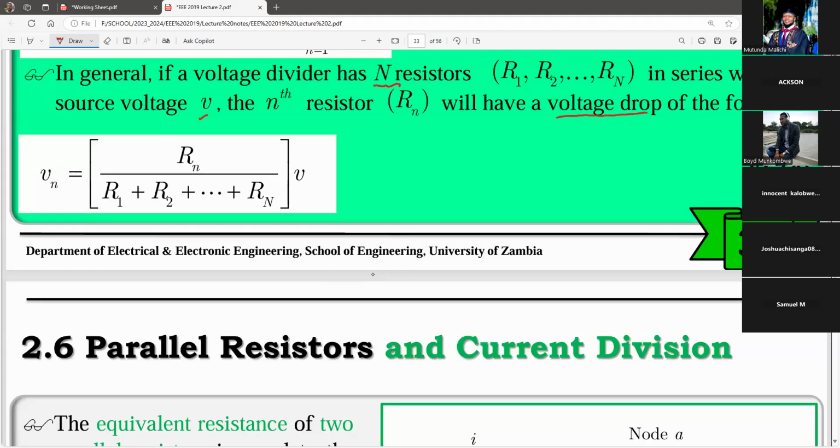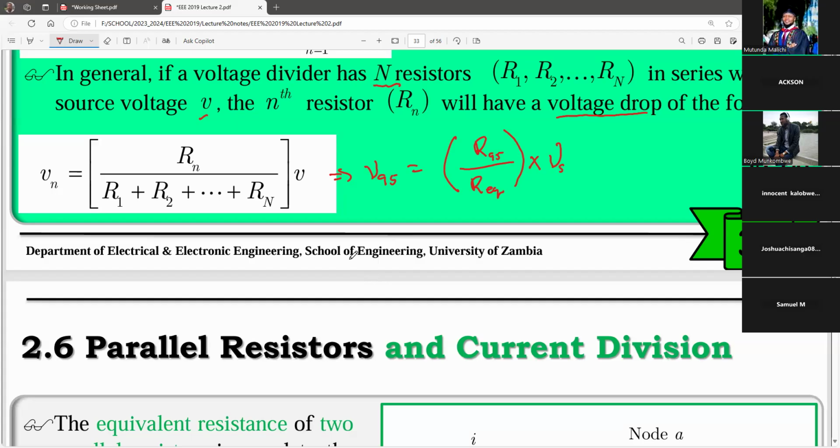What this equation is telling us is that if I'm asking for the voltage drop across the 95th resistor, then this will be determined by the resistance of the 95th resistor divided by the equivalent resistance, multiplied by the source voltage Vs. So the voltage drop across a resistor that is in series with other resistors is equal to the resistance of that resistor, as the numerator, divided by the equivalent resistance of all the resistors that are connected in series. Then you multiply that by the source voltage.